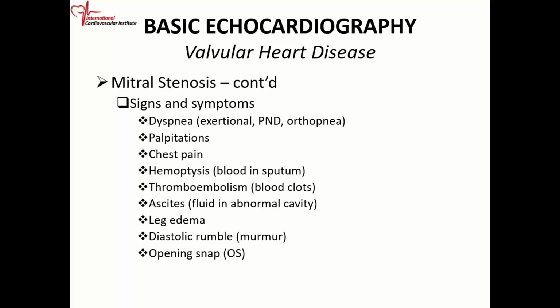S1 is when the mitral valve closes, and S2 is when the aortic valve closes. When the aortic valve closes, it signals the onset of diastole. So when you hear S2, that's the beginning of diastole. And then you hear the opening snap, the valve trying to open, and that interval gives you an indication of the severity of the mitral stenosis. The smaller that interval, the more severe the mitral stenosis.